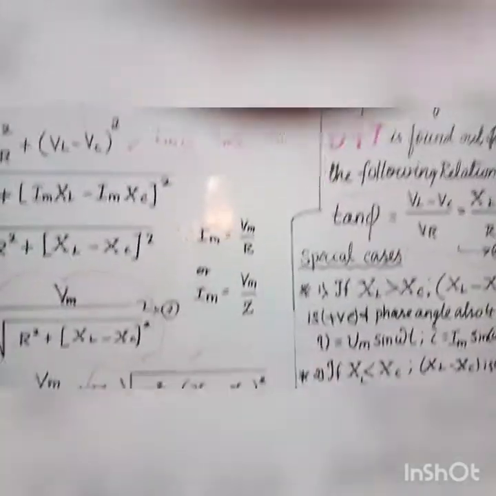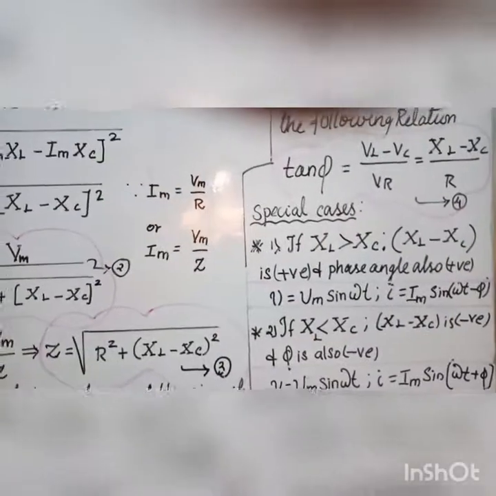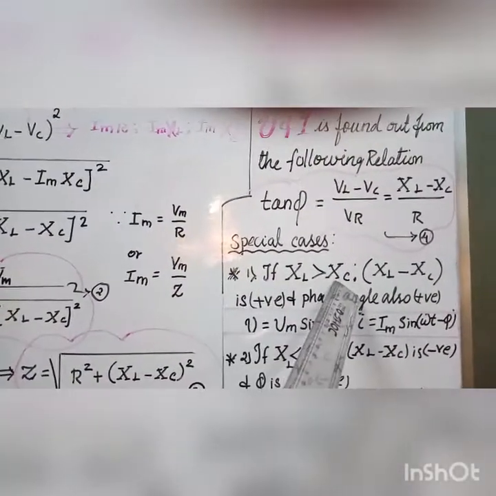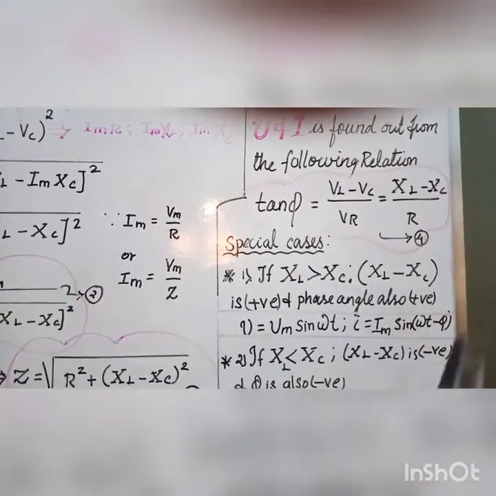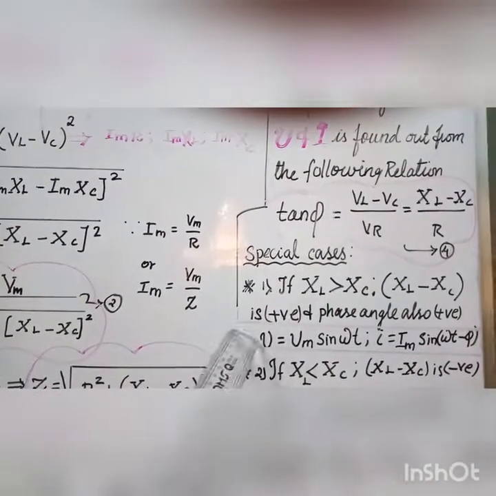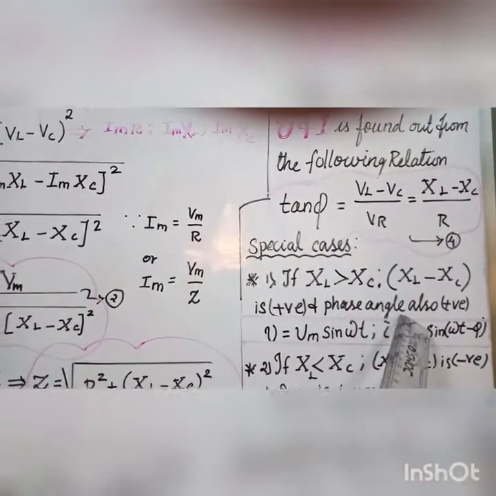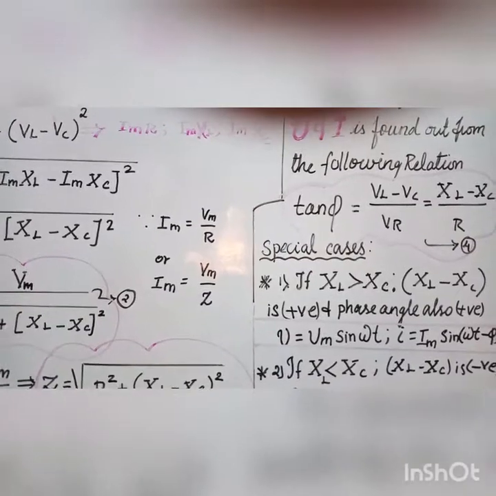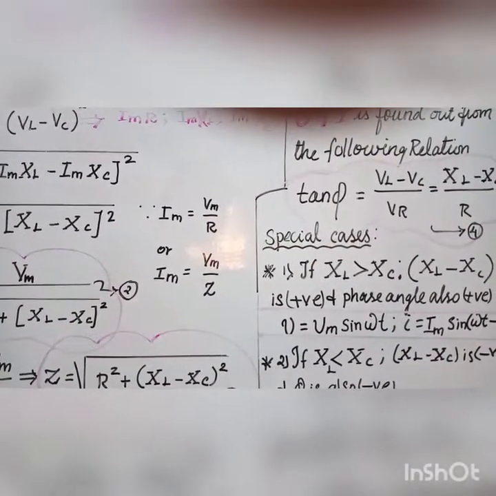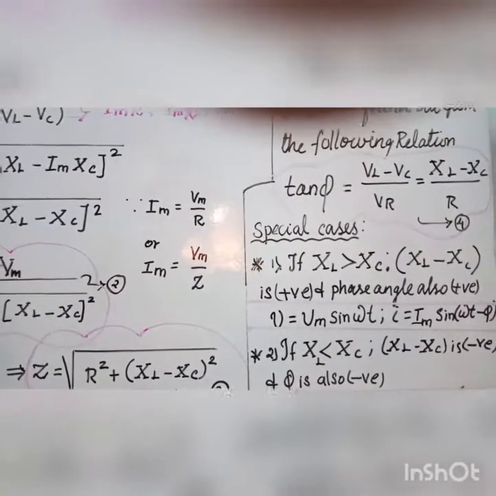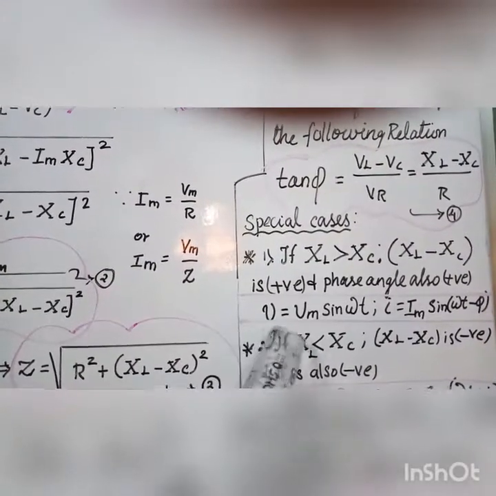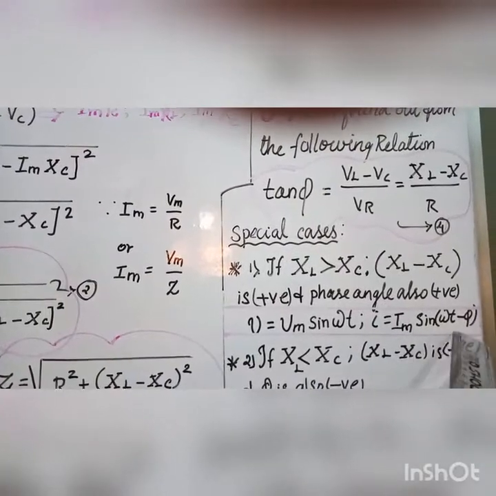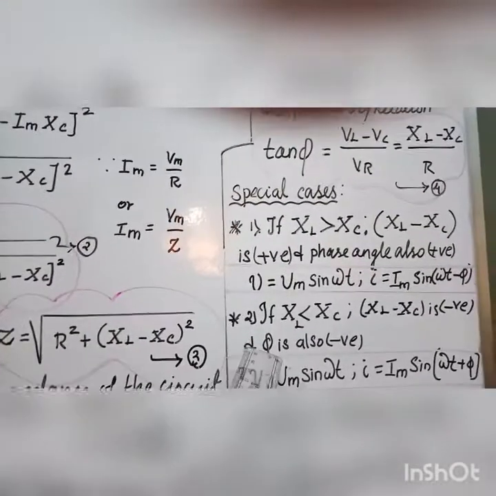Now the special cases. The first case is if XL is greater than XC, that is XL minus XC is positive and the phase angle phi is also positive. It means that the applied voltage leads the current by phi, and the current lags behind the voltage. The circuit is inductive. The voltage V is equal to Vm sin omega t, and I is equal to Im sin of omega t minus phi.